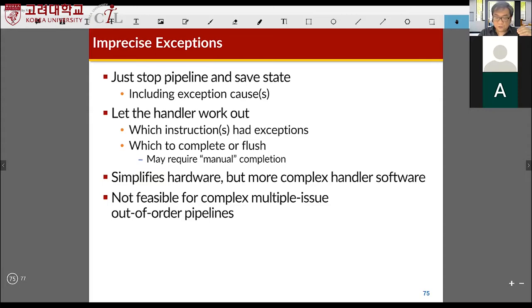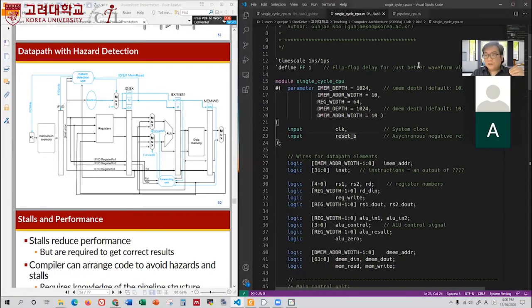Okay, sure. Okay, can you see my screen? Okay, thank you.